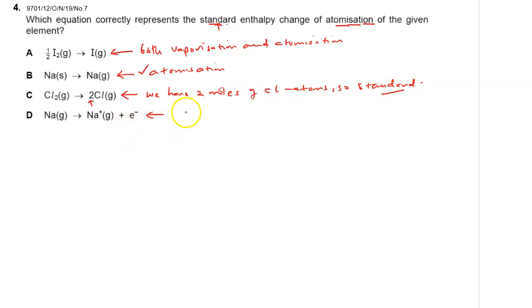What about this one? This one is of course from 1 mole of sodium in gaseous state to 1 mole of sodium ion. So this is sodium in gaseous state, and this is an ion of sodium. So this is basically what we call first ionization energy. First ionization energy. So it is not atomization because sodium is already in gaseous state.